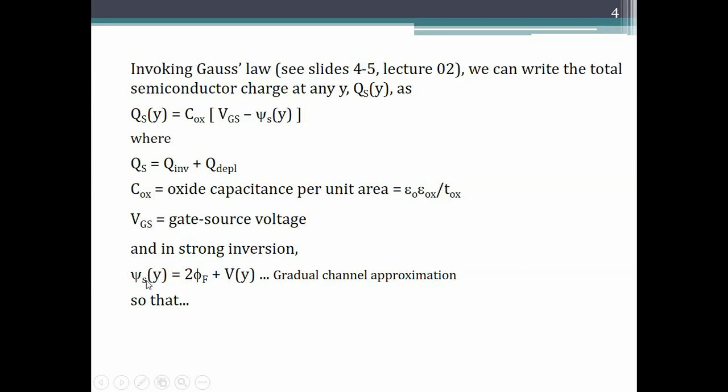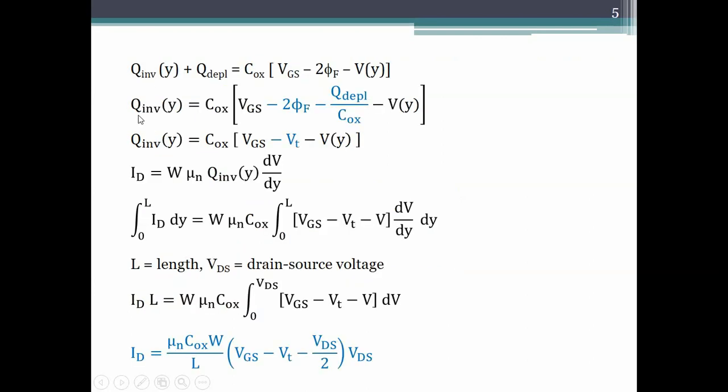So what we are doing now is psi s will substitute here, QS will substitute here, and so we'll get Q inversion plus Q depletion equal to Cox VGS minus 2 phi f minus Vy. We want to find Q inversion because that is what goes into the current equation here. So we take the Q depletion on the other side and we take it inside the bracket, so it gets divided by Cox. So you get Q inversion equal to Cox into VGS minus this minus Vy.